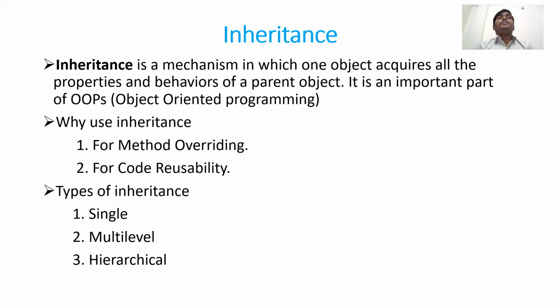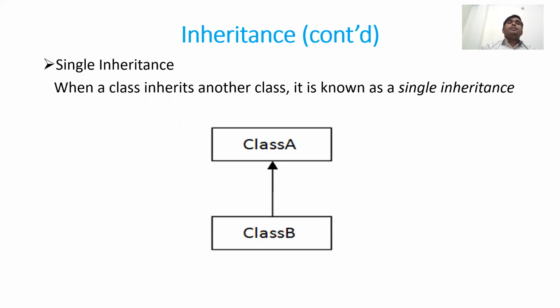There are three types of inheritance. They are single, multi-level, and hierarchical inheritance. The single inheritance. When a class inherits another class, it is known as single inheritance. But remember that one class is called the parent class and another class is called the child class. Here we can see class A and class B. As class B is generated from class A, we can say class B is the child class and class A is the parent class.